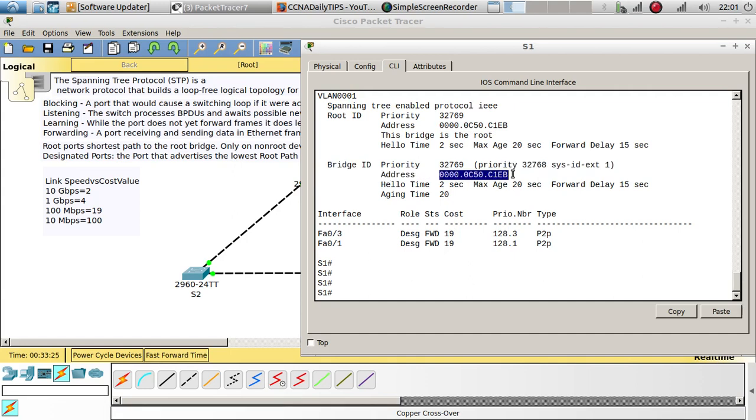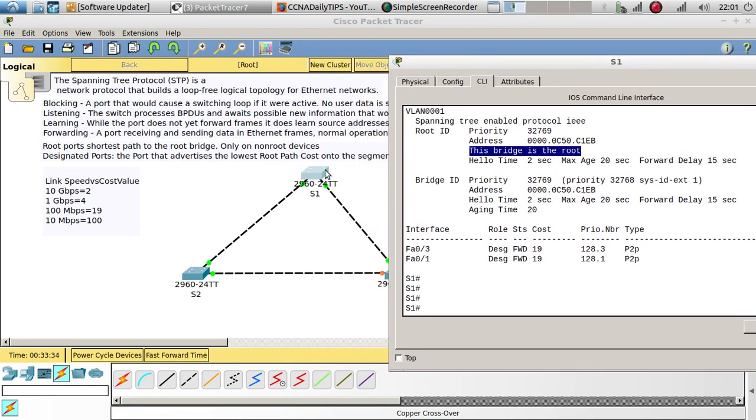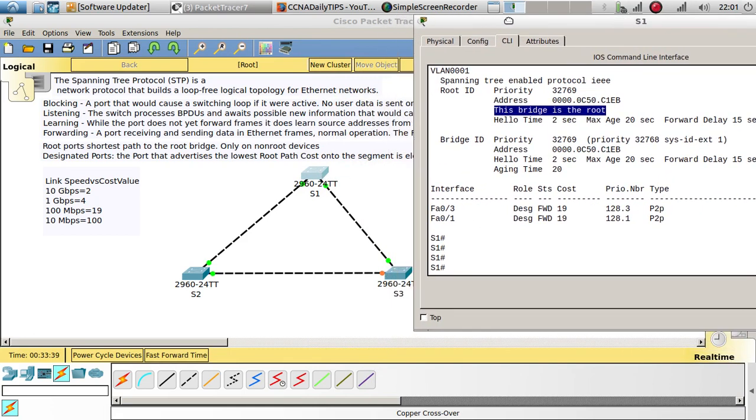And you know what that means? Well, what that means is that this bridge is the root. This is the root bridge. Okay, so since this is the root bridge, you can see the ports are designated, and they are both in the forwarding state, because when you are the root bridge, all your ports that are connected to you need to be forwarding, right? Because all these switches are directly connected to you, and you have to reply to them.